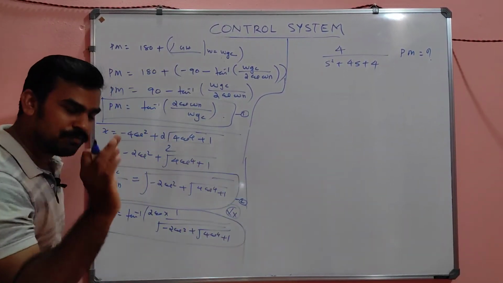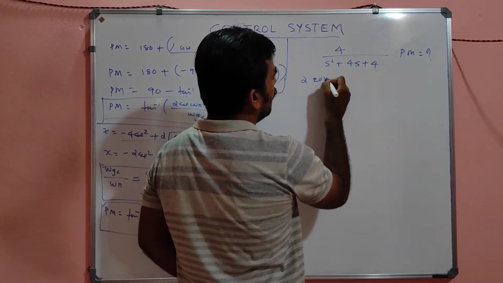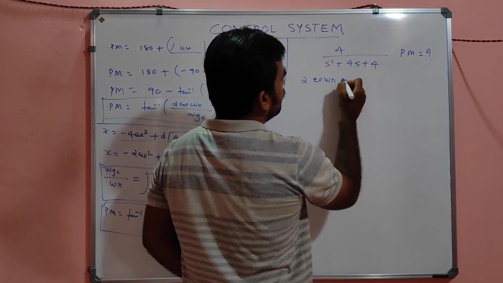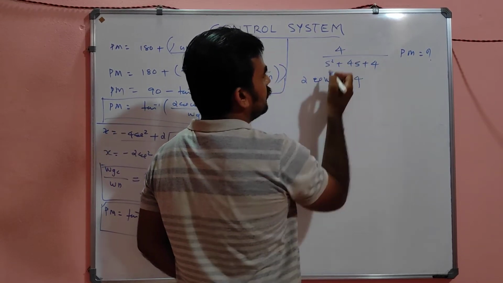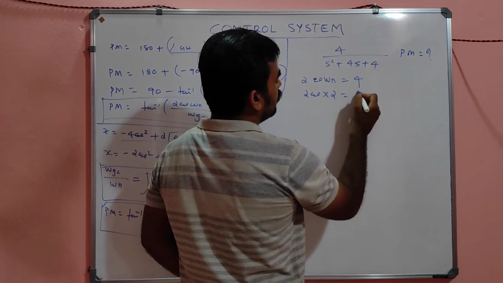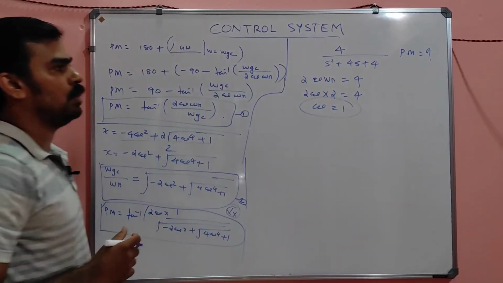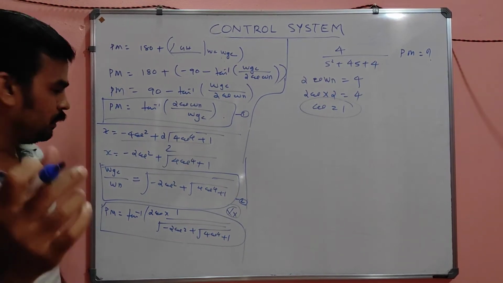You just need to find zeta from this. How can we find zeta? 2 zeta into omega n equal to 4. Omega n is equal to nothing but 2. So 2 zeta into 2 equal to 4, or zeta equal to 1. Simply you got zeta equal to 1.